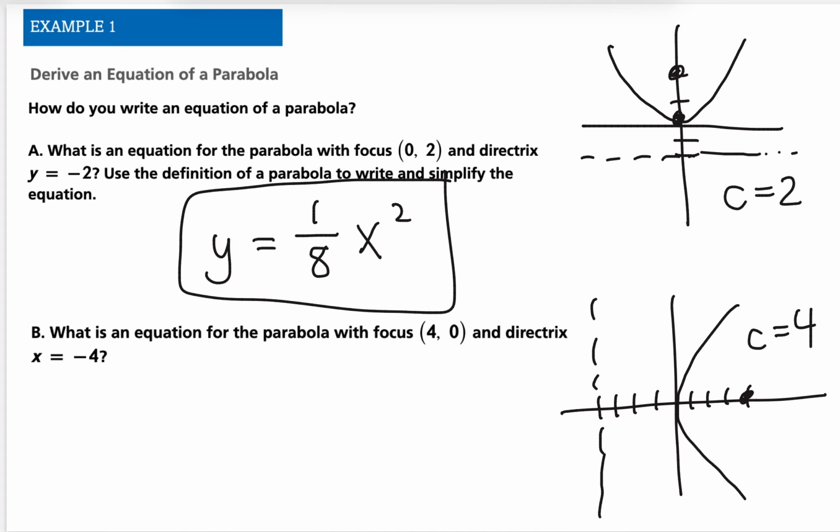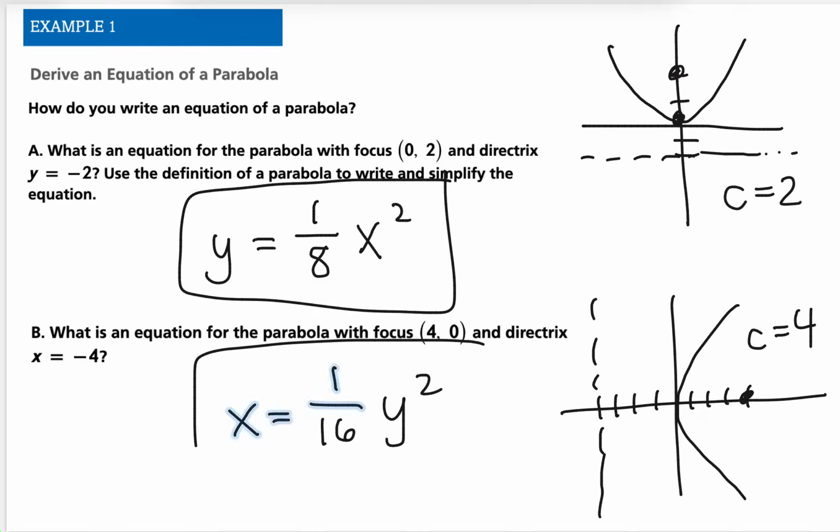Because it's opening to the right, I know it's going to be x equals 1 over 4 times 4, which would be 16, y squared. So that would be my equation for that parabola.